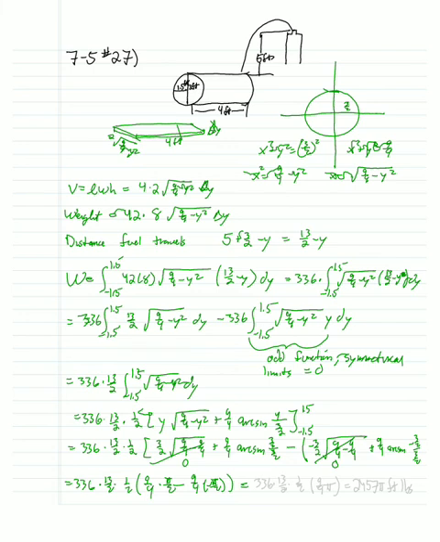So it's 336 times 13 over 2 times 1 half times 9/4 pi, because you have pi over 2 minus negative pi over 2. And this gives us 2457 pi foot-pounds. Woo, that was a fun one. Okay, there you go.